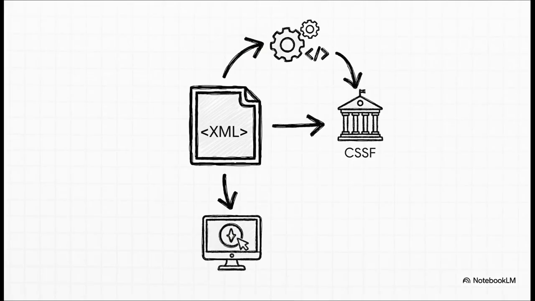The file itself has to be a UTF-8 encoded XML, and you've got two official ways to send it: an API, which is great for automated machine-to-machine submissions, or the CSSF's eDesk portal, where you can just manually upload the file and keep an eye on its status.